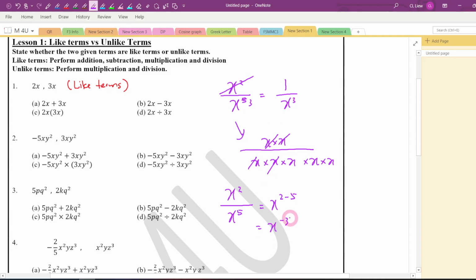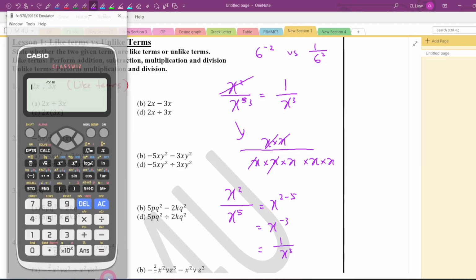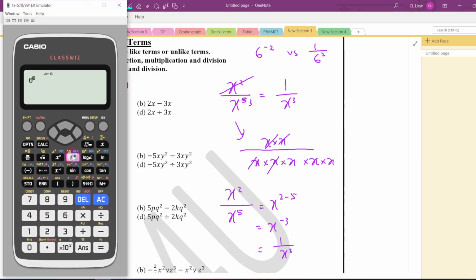x power negative 3 actually means 1 over x cubed. You can try to press your calculator: 6 power negative 2 and 1 over 6 power 2. They are the same thing. Now, 6 power negative 2 is 1 over 36, right? 1 over 6 power 2 is 1 over 36 as well. Okay.